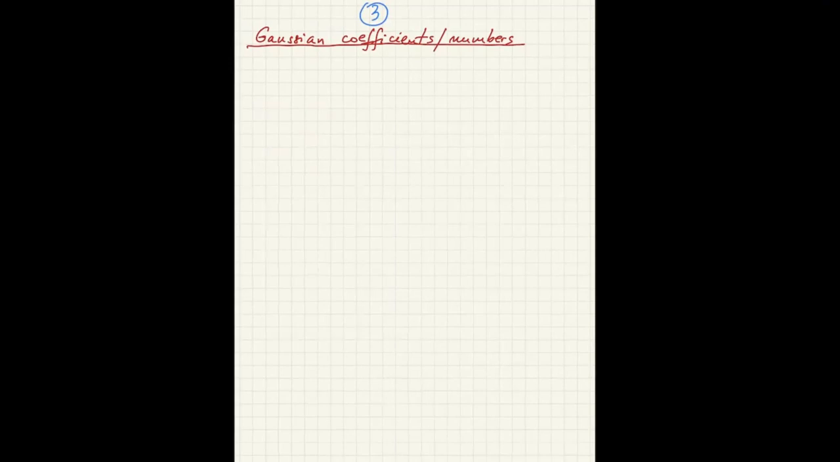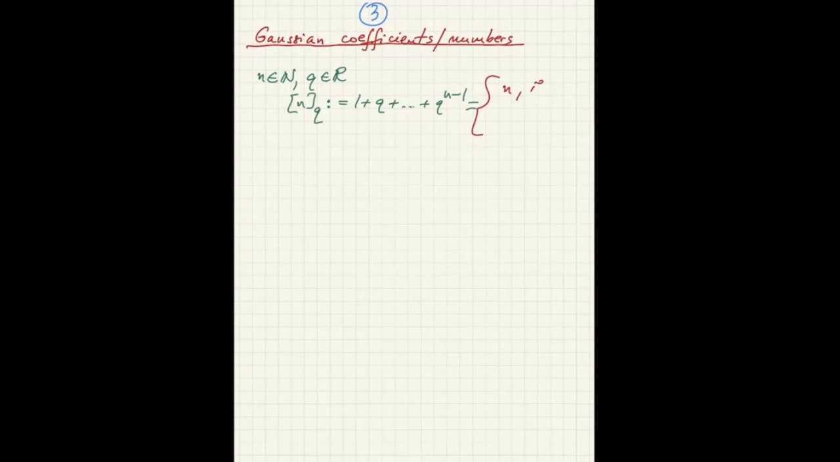So to do that, I need some notation. For n a natural number, and q, let's say, any real number, I'm going to define the following quantity, [n] with a subscript q. By definition, this equals the sum of the following geometric progression with ratio q. So it's 1 plus q plus ... plus q to the n minus 1. So it has n terms in it. And this will equal n if q equals 1, and it's (q^n minus 1) divided by (q minus 1) if q is not 1.